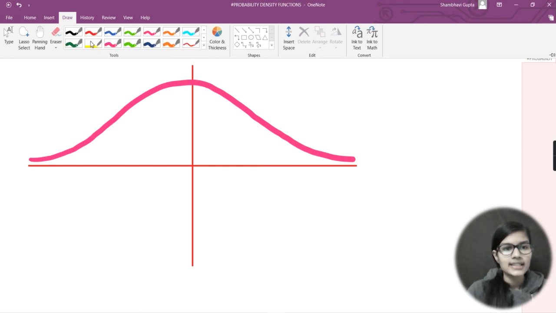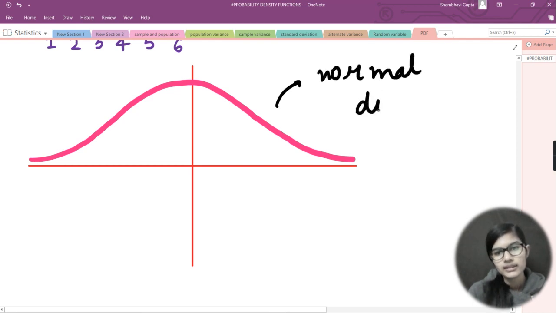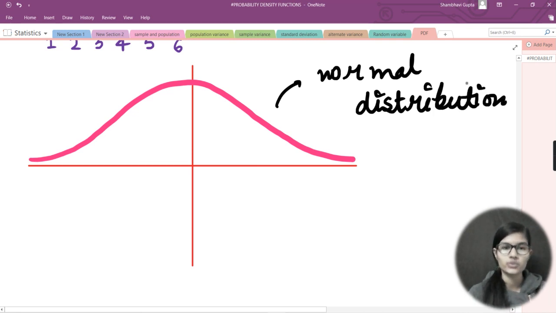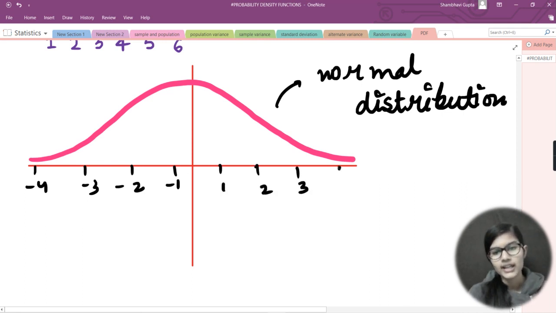Now let me tell you what are the things that we are going to do. So let me name it. It is normal distribution. So here I introduced you to three types of distribution. First was uniform, second was exponential, third is normal. Now let's say I'm going to define some points here, 1, 2, 3, 4. Okay, let's say -1, -2, -3 and -4. Okay, and the same on the other side, 1, 2, 3 and 4.